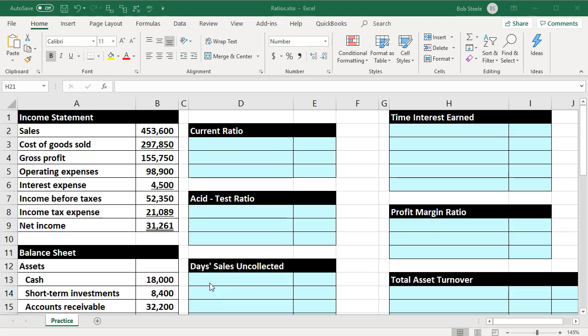In this presentation, we will work a problem calculating common ratios. We're going to have the information on the left side. We're going to put that information into the blue areas on the right side. We do recommend setting up your worksheets in this format whenever possible.